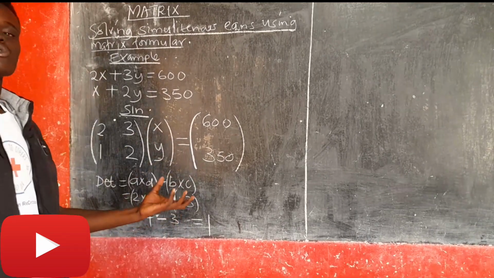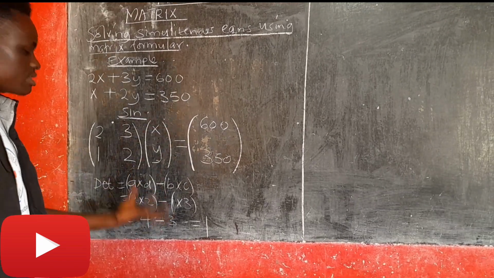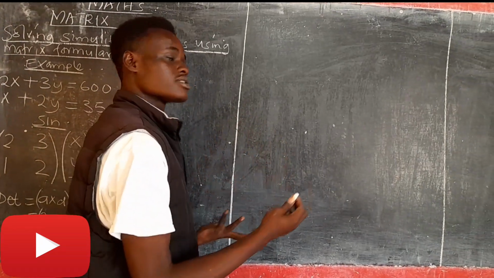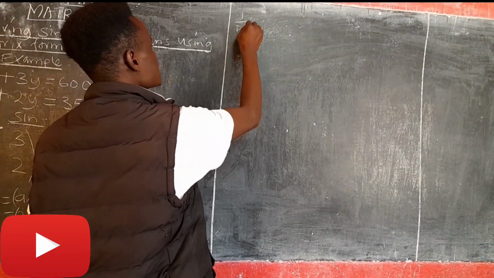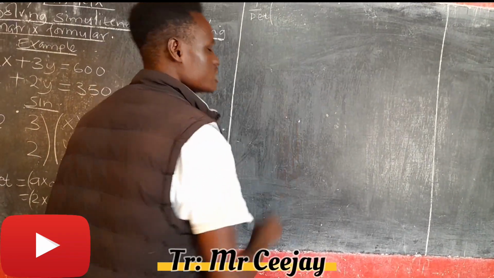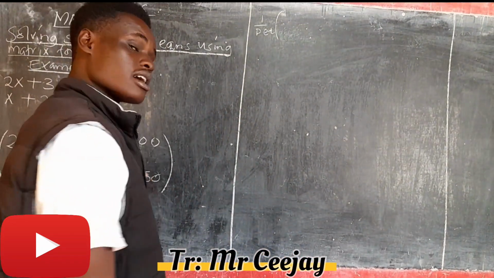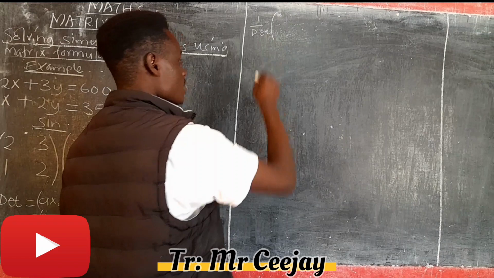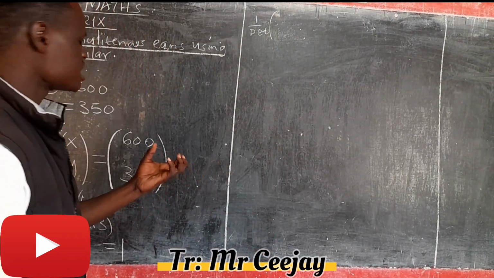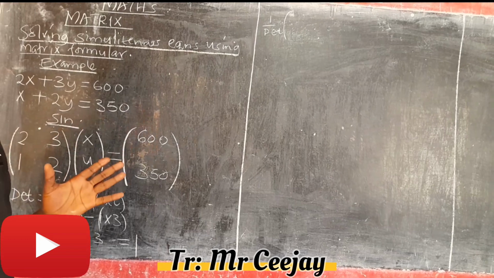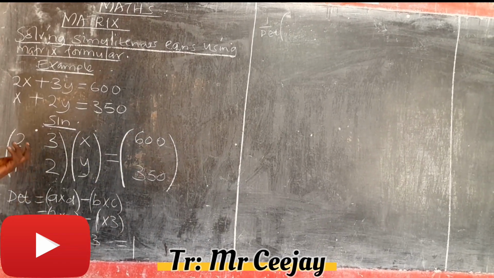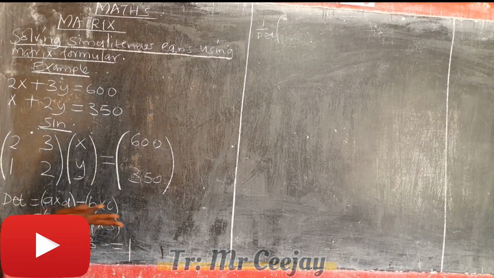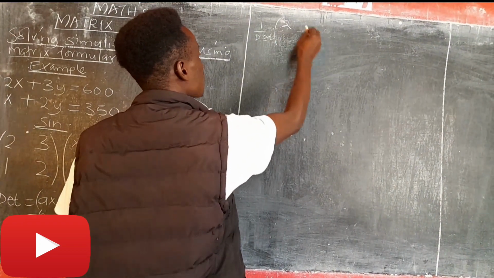That determinant is going to assist us to get the inverse of this matrix. For us to get the inverse of a matrix, we put 1 over the determinant. Then we change some of the diagonals of the matrix we had. So it will be 1 over the determinant. Then we change the A and the D, we interchange each other. But in our case, they are the same number, 2 and 2. So when we interchange, they still remain the same. That is 2 and 2.